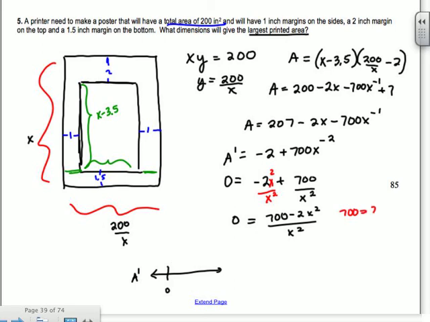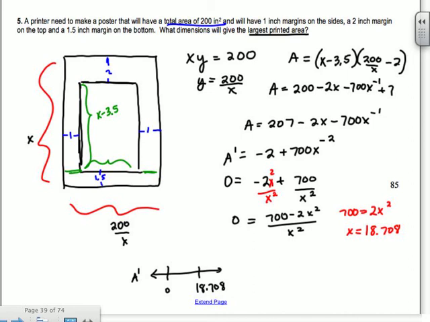So you get 700 equals 2x squared. Divide by 2. So I get 350, and then I'm going to take the square root. So I get x equals 18.708. Okay, I'm going to guess that you're going to use that over again. Like you're not just going to use that one time. So I would store that number.